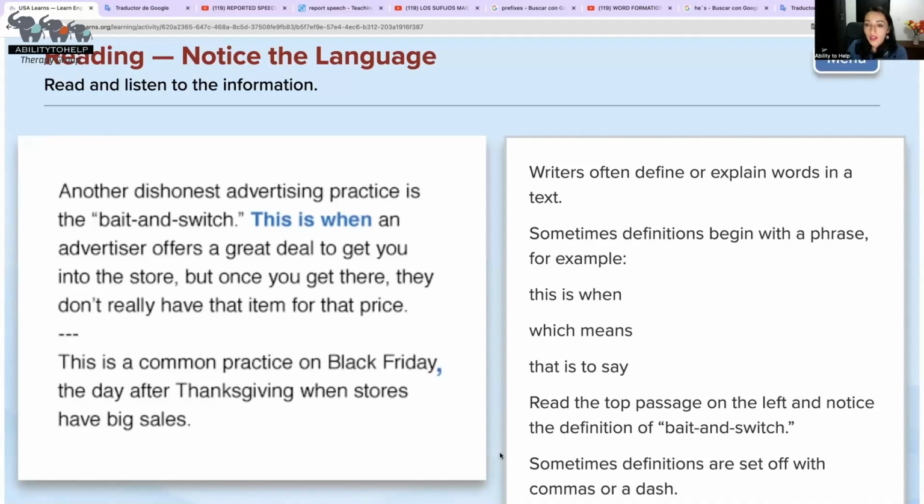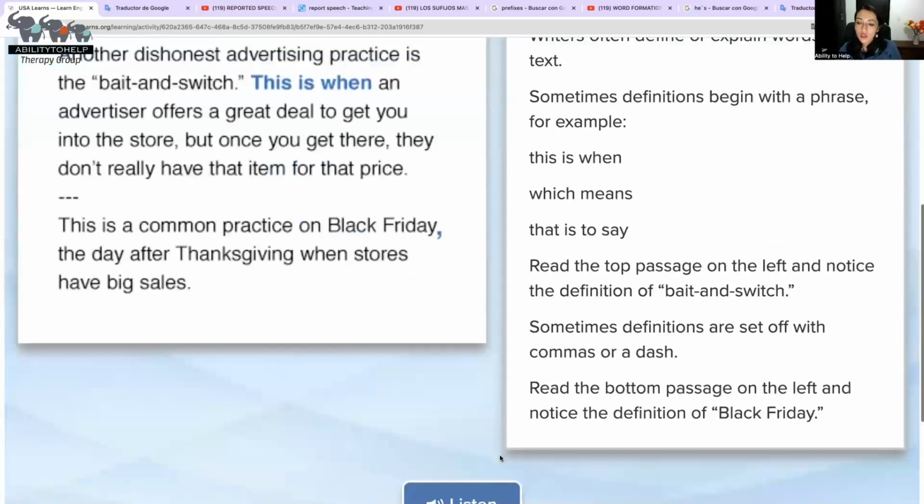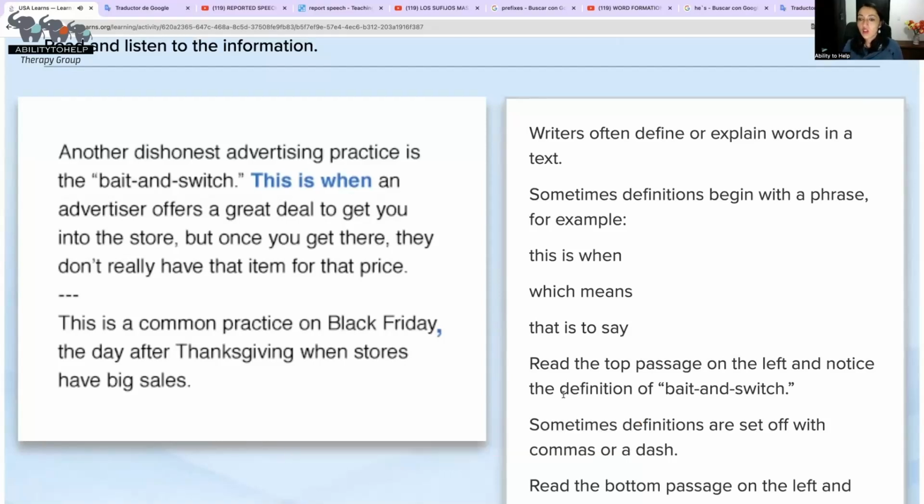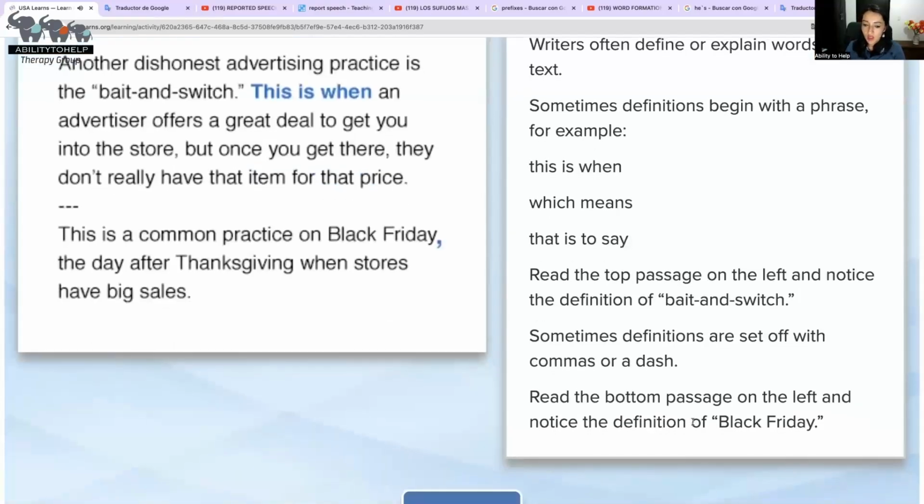So writers often define or explain words in a text. Sometimes definitions begin with a phrase. For example, this is when, which means, that is to say. Read the top passage on the left and notice the definition of bait and switch. Sometimes definitions are set off with commas or a dash. Read the bottom passage on the left and notice the definition of Black Friday.